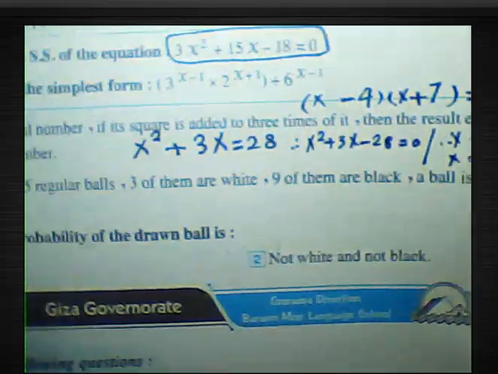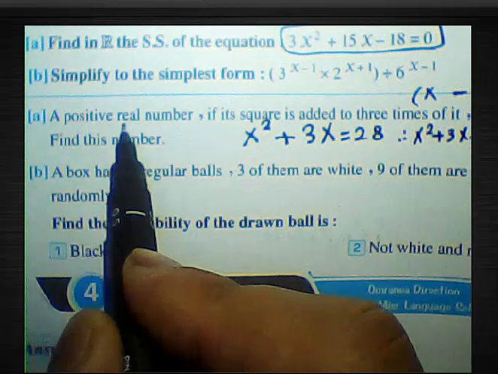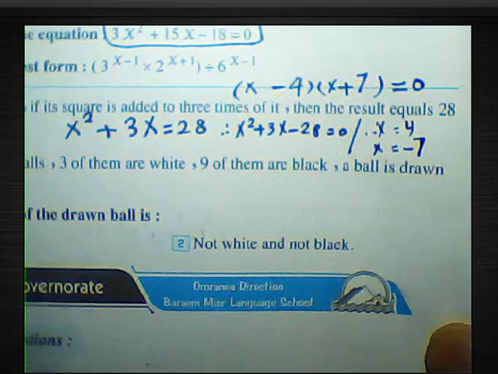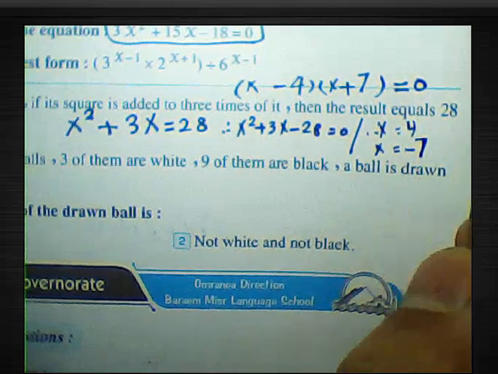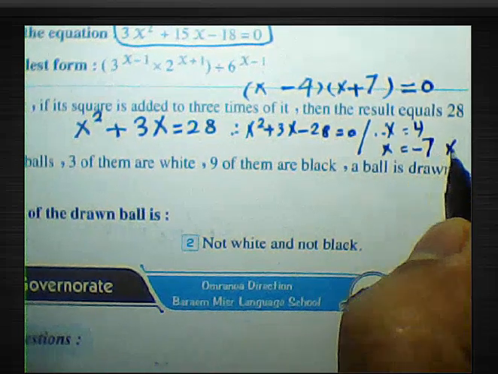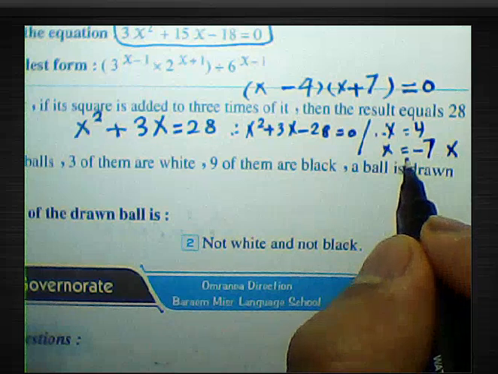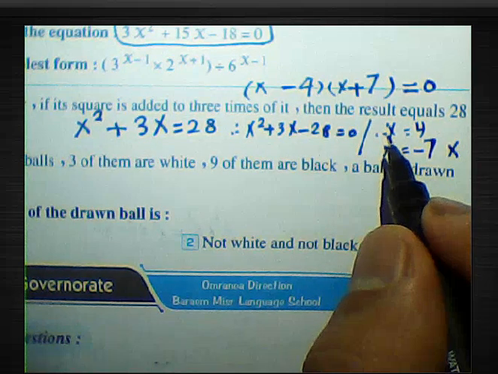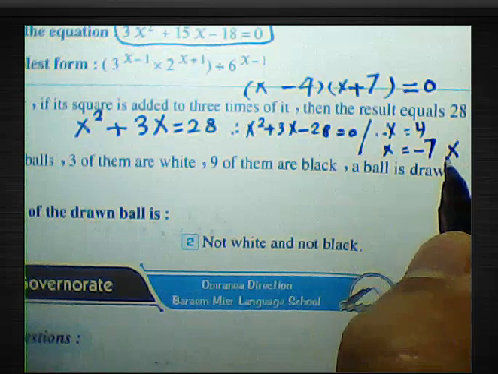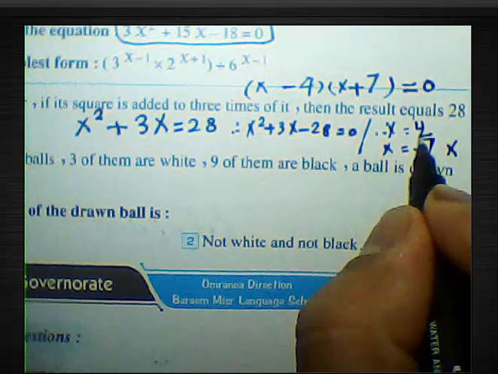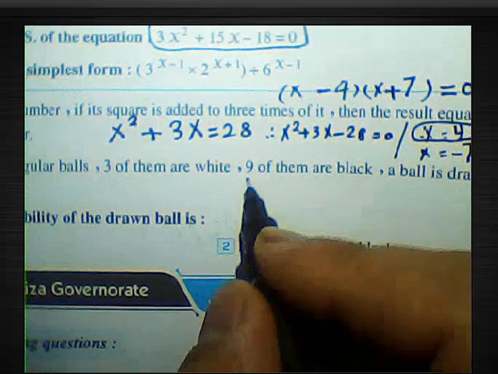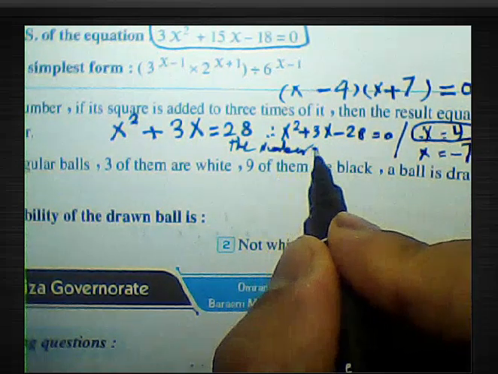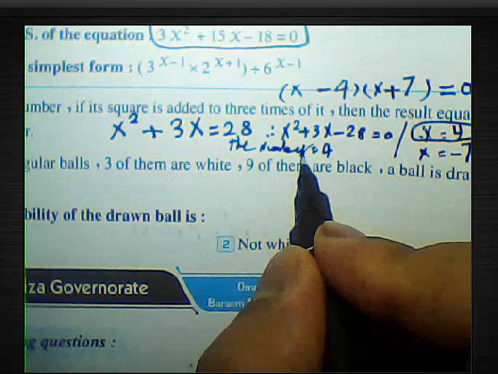But he gave us the information about a positive real number. So x equals negative 7 is undefined. It's false. We can't have a negative in this example because he told us a positive real number. So this number will be 4. The number equals 4.